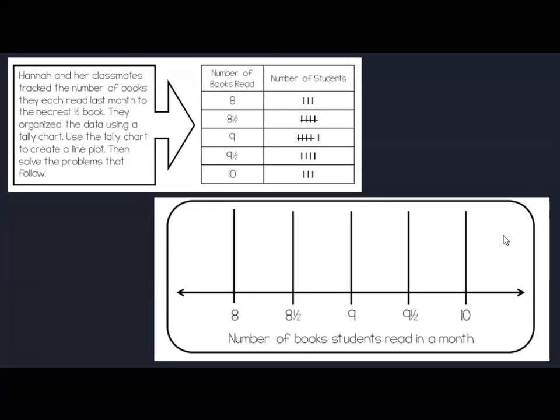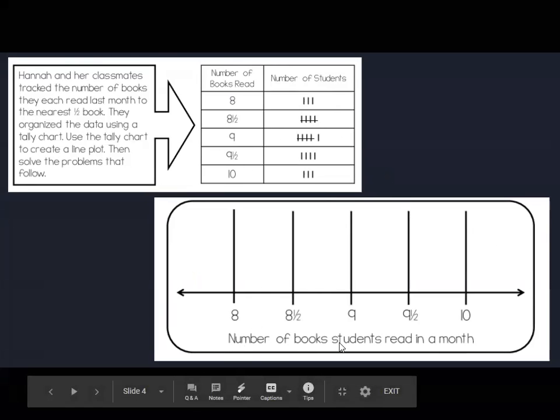So this line plot is going to show the number of books students read in a month. Hannah and her classmates track the number of books they read last month to the nearest half a book. They organize the data using a tally chart, use the tally chart to create a line plot, then solve the problems that follow. So we can see in the tally chart, we have the number of books read and then the number of students that read each of those books. Our line plot is titled Number of Books Students Read in a Month, and it's broken down into halves. We have 8, 8 1/2, 9, 9 1/2, and 10.